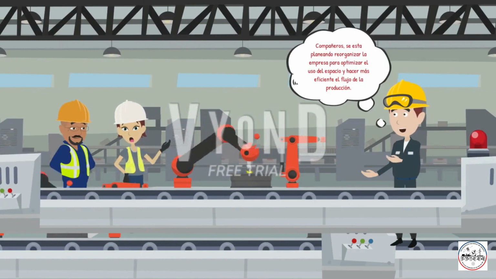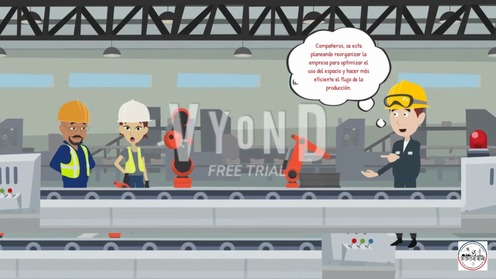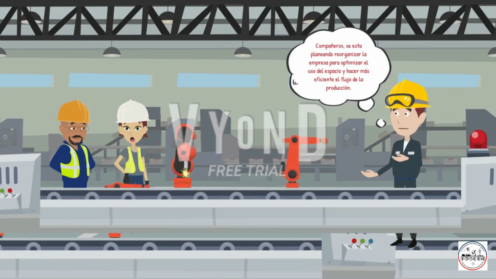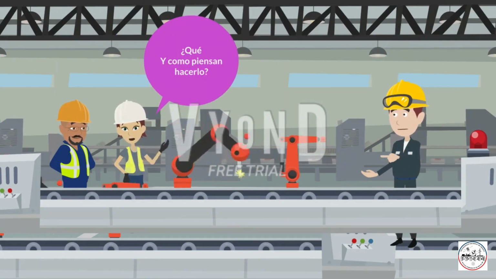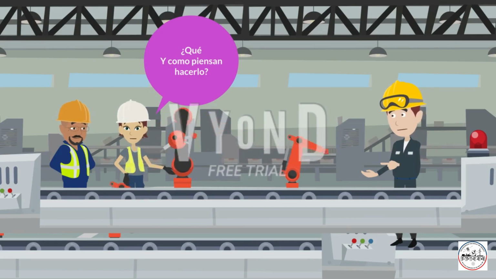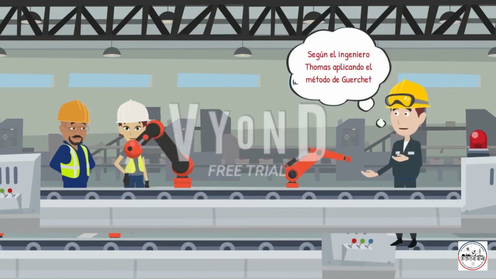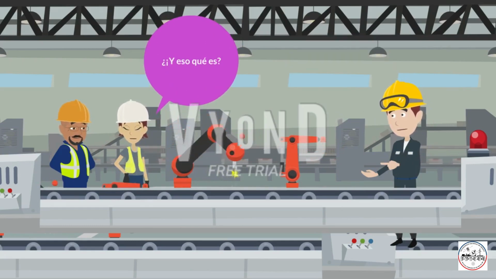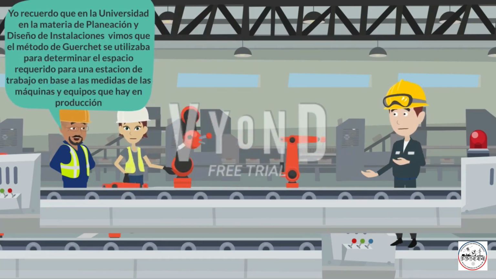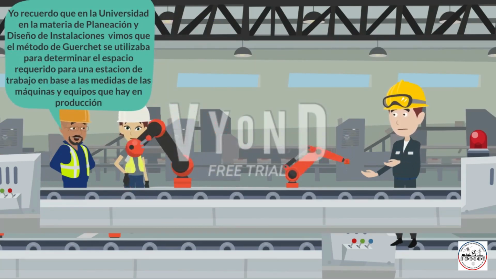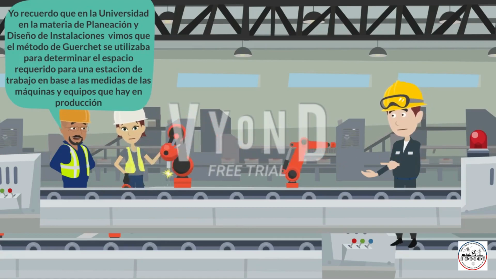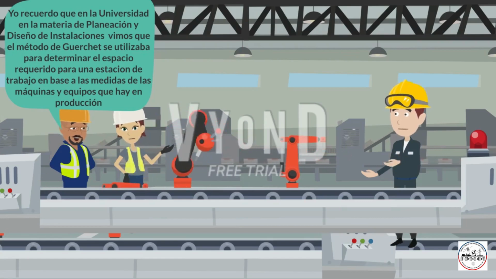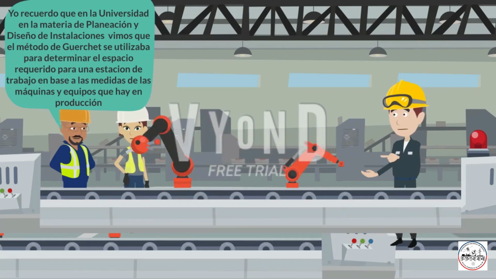Colleagues, the company is planned to reorganize to optimize the use of space and make the production flow more efficient. What? And how do they plan to do it? According to the engineer Thomas, applying the Guerchet method. And what is that? I remember that in college, in the subject of facility planning and design, we saw that this method was used to determine the space required for a workstation based on the measurements of the machines and equipment that are in production.